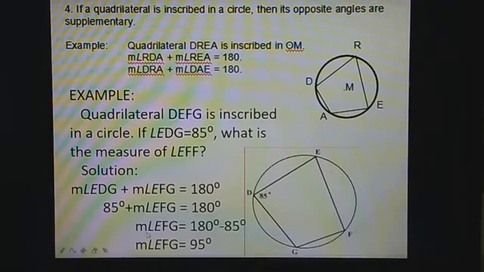Then by simplifying using the subtraction property of equality, the measure of angle EFG is equal to 180 degrees minus 85. Therefore, angle EFG is equal to 95 degrees. So 85, if this is 95, if we add, it gives us 180. So therefore, they are really supplementary.